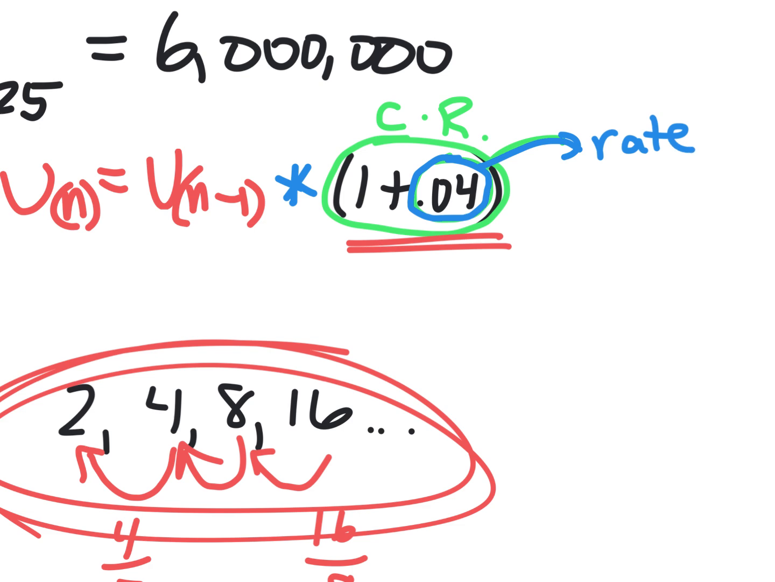Now, it can be a rate of growth, or it could be a rate of decay. Some things go down over time. Unfortunately, our moose population in Minnesota has gone down over time. If we were doing the moose population, we would have used a minus right here, and then it would have been 1 minus 0.04, which would have been 4% decay. Like it goes down 4% each time.